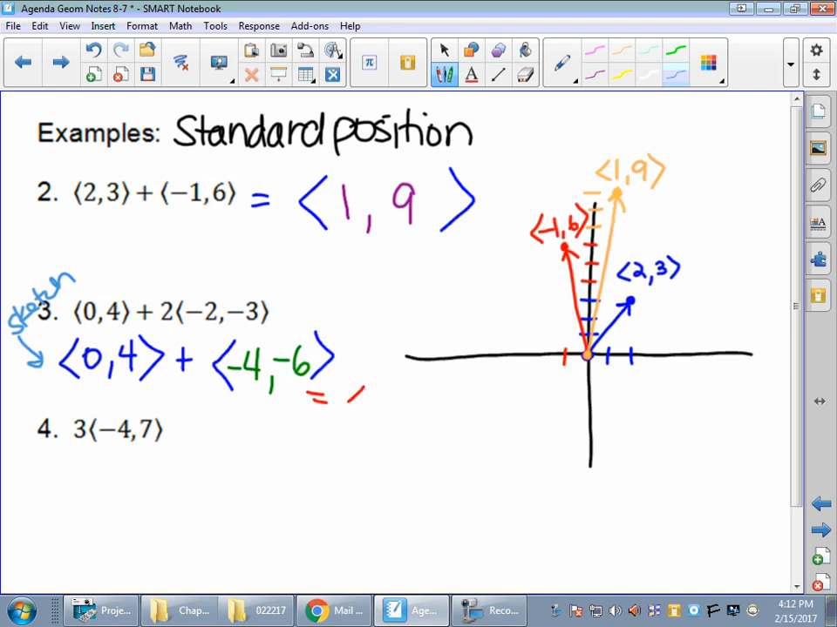And then our answer vector for that one will end up being, if my math is right, negative 4, negative 2. And then we can sketch the vector 0, 4, the vector negative 4, negative 6, and the vector negative 4, negative 2. And I feel like everybody's probably pretty good on the scalar multiplication down here. If I triple my vector negative 4, 7, I'll have a negative 12, 21.